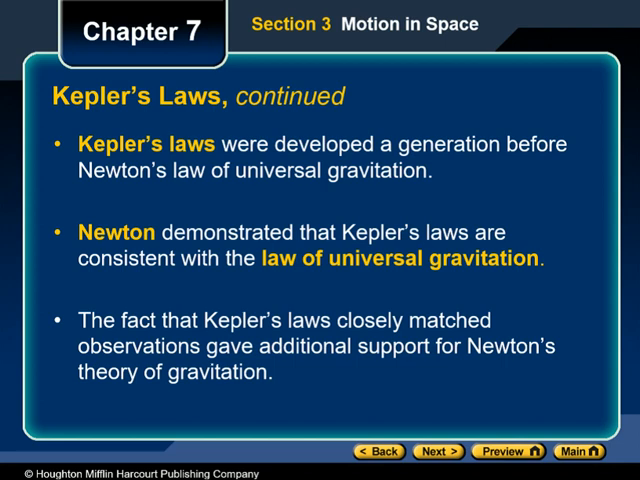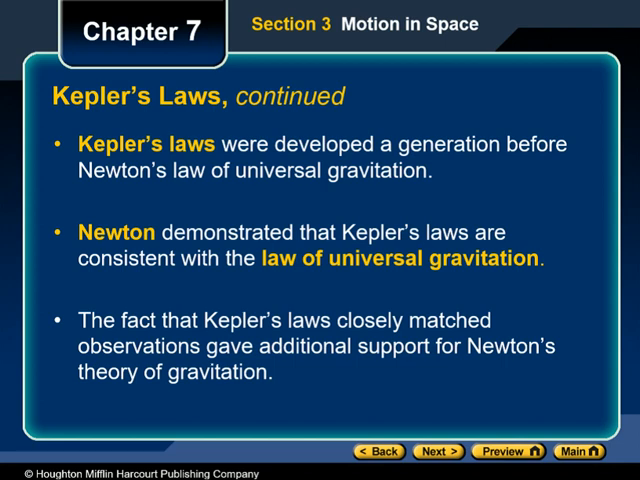A Greek named Aristarchus theorized 1700 years before Copernicus that Earth revolved around the Sun, but most other scientists did not accept this theory. Kepler's 3 laws describe the motion of the planets.